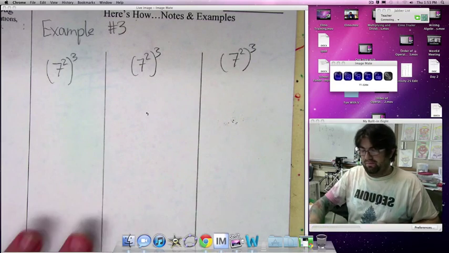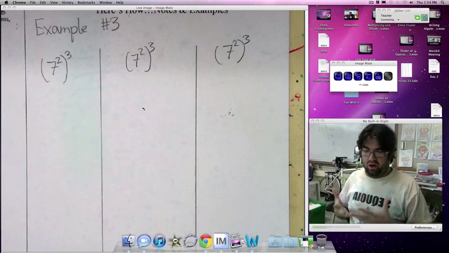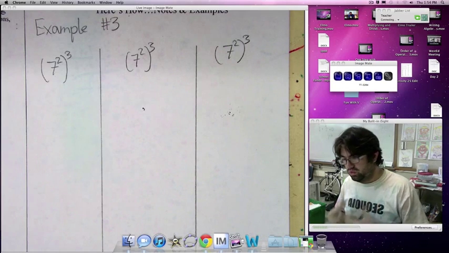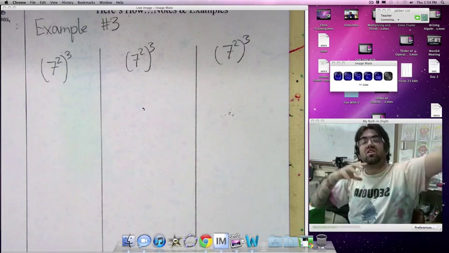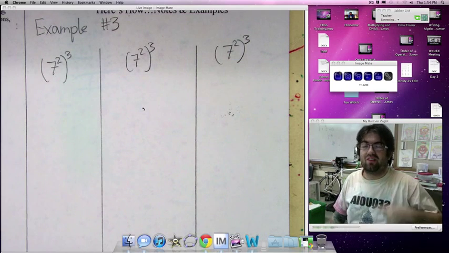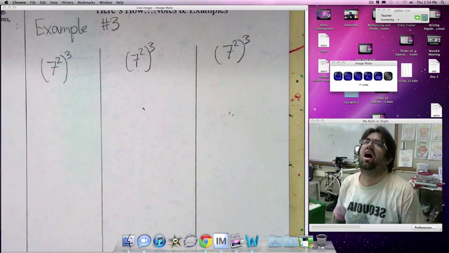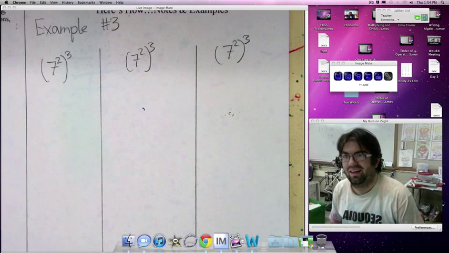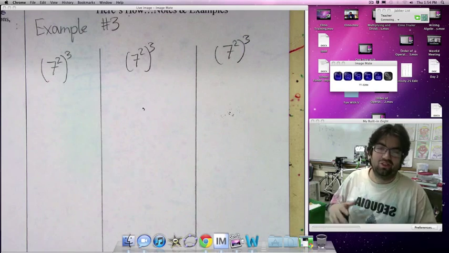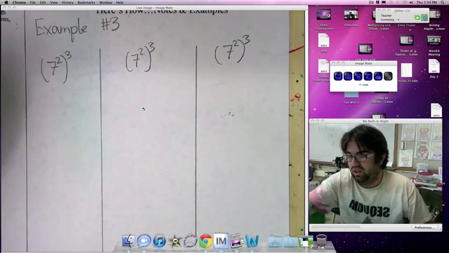The last property. And no joke, I think this one's probably the hardest. 7 squared in parentheses raised to the 3rd power. So now you have to take 2 powers. Dude, what? No way. Oh yeah. Don't worry, I got you back. Here's what we're going to do. Ignore that first.